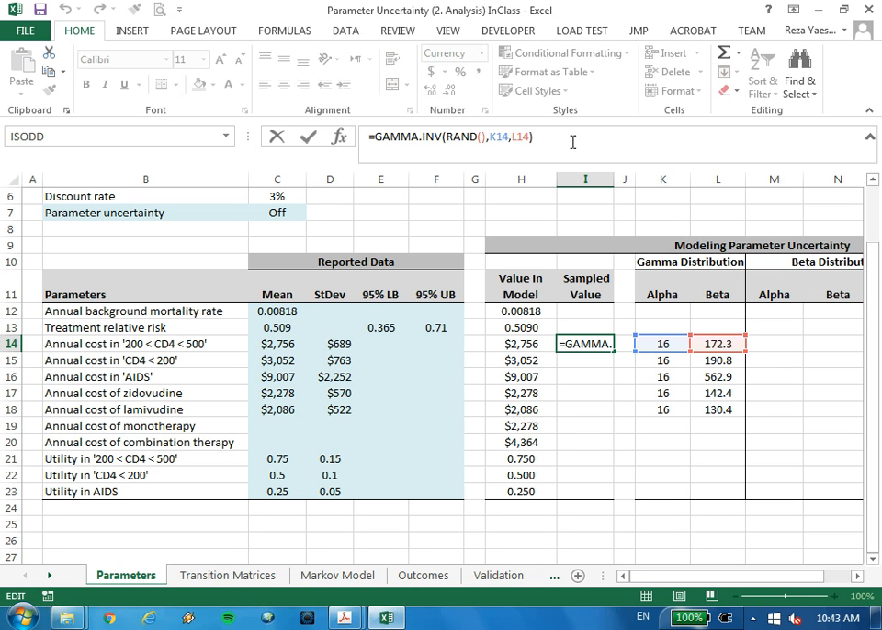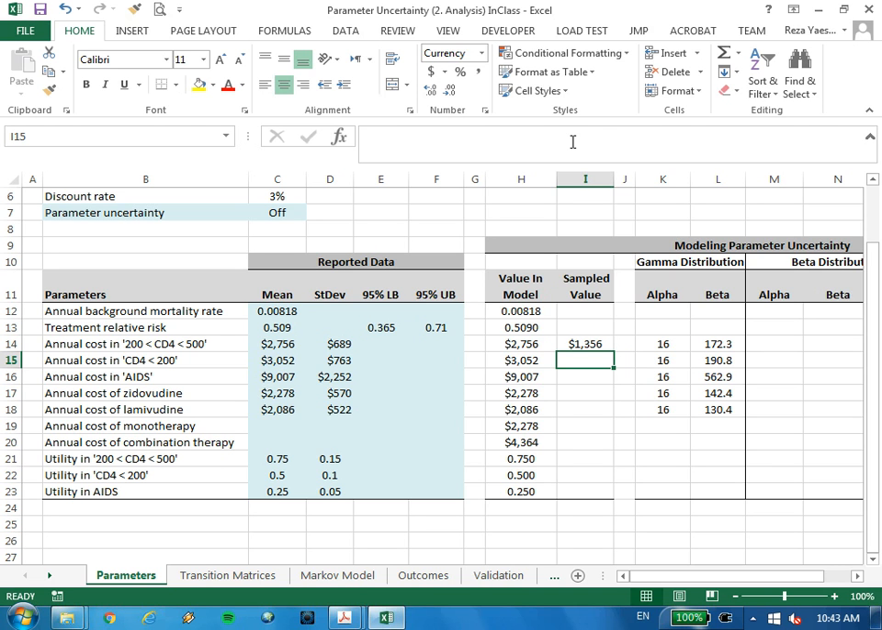So I fit gamma distribution to my cost data. These are the two parameters of the gamma distribution. Now I want to sample from this distribution. Okay, and Excel has gamma inverse. So I need to pass a random number between 0 and 1, and also the two parameters of the gamma distribution. Now, every time I hit F9 or refresh, I get a new sample from the gamma distribution that I fit to the cost data.